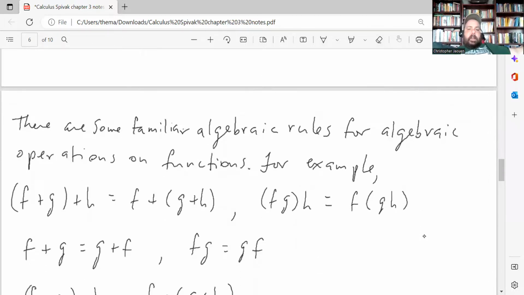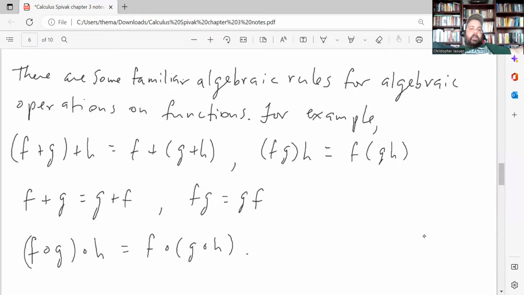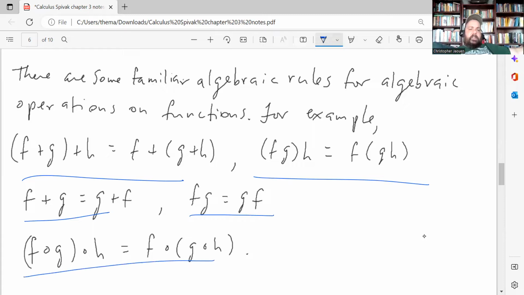Right, and we have some familiar algebraic rules for these operations on functions. For example, function addition is associative, so is function multiplication. Function addition is commutative, and sorry, did I say commutative for the? This is associativity. This is commutativity. So function addition and multiplication are both associative and commutative. Composition is not commutative, remember, but it is associative.